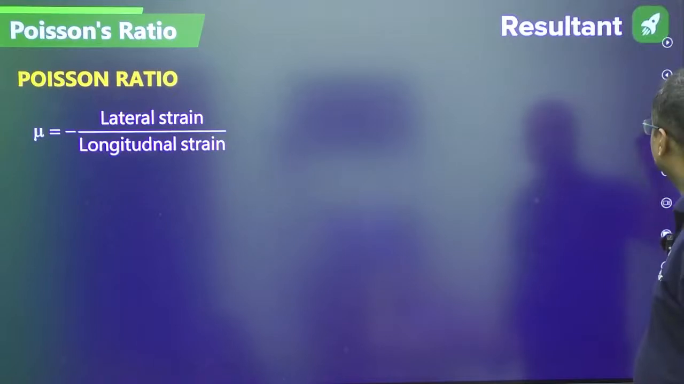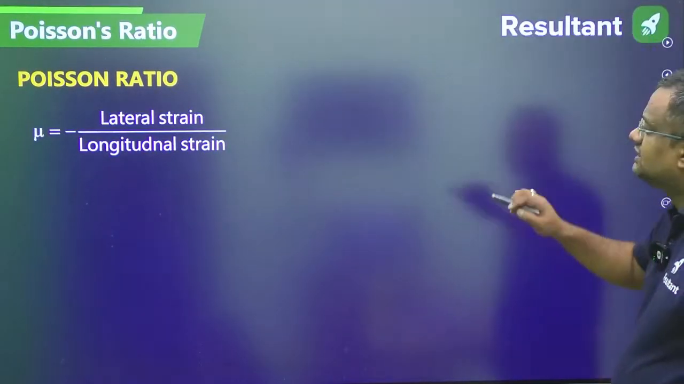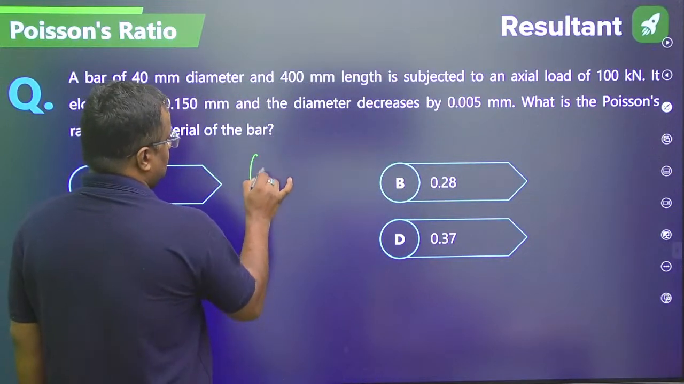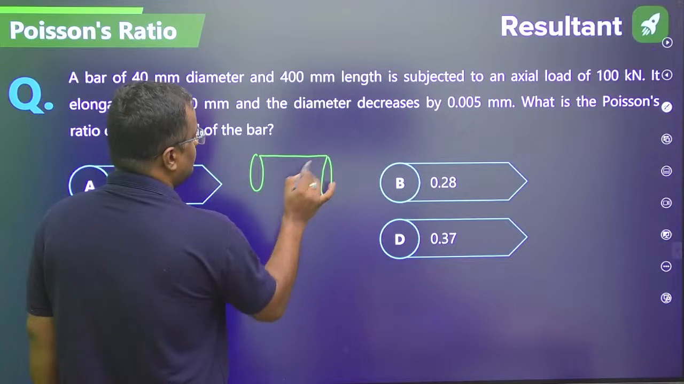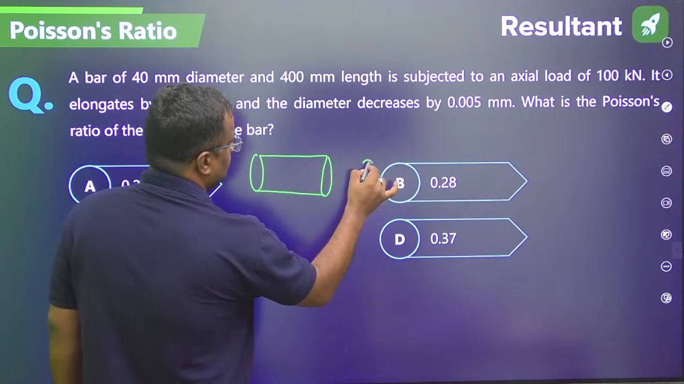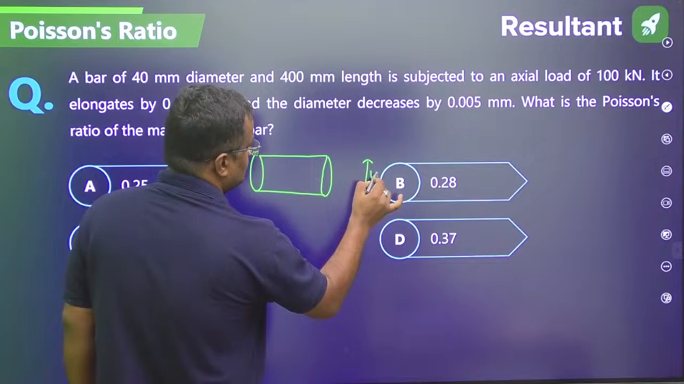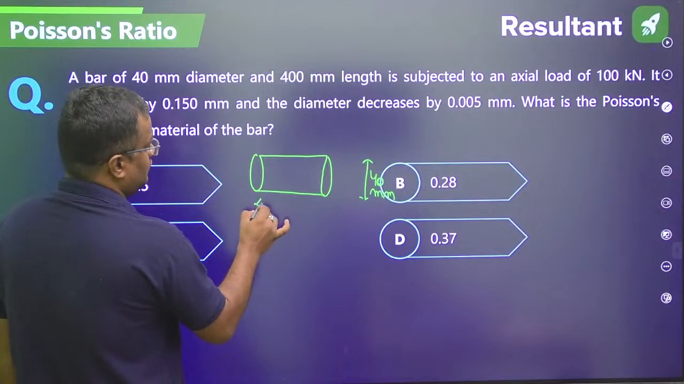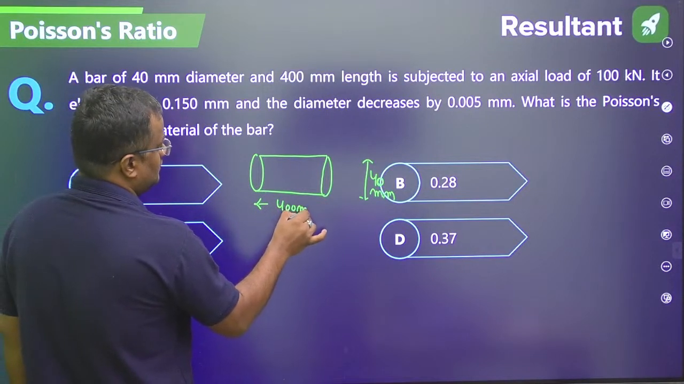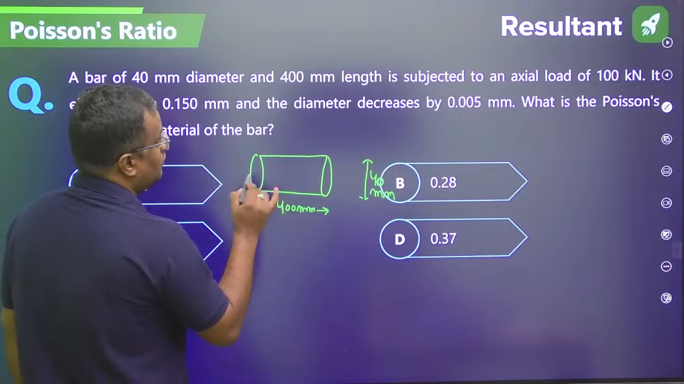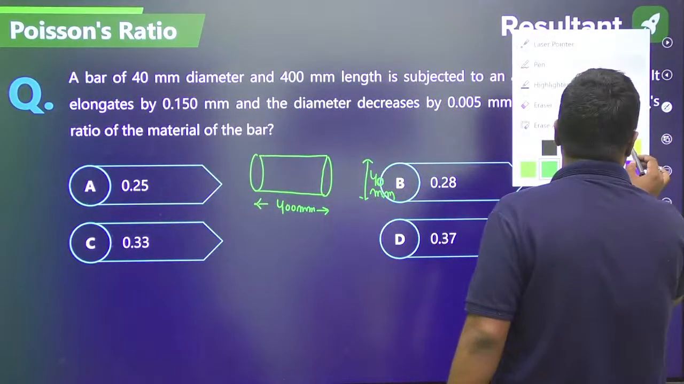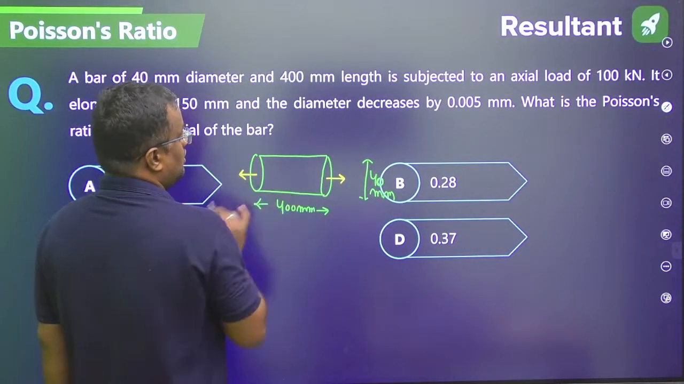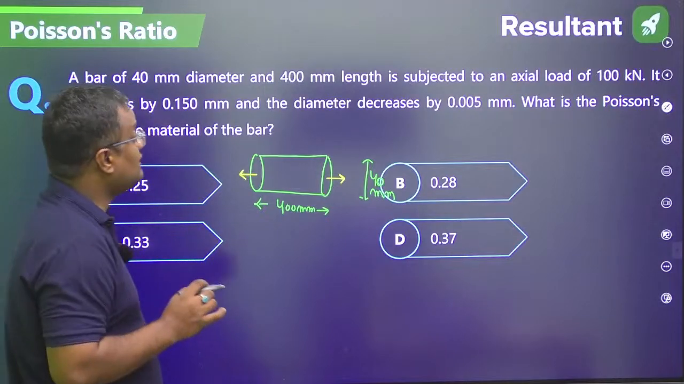But before going into 3D and everything, let us do a simple numerical. A bar of 40 mm diameter and 400 mm length. This is a bar. The diameter is 40 mm and length is 400 mm. Tell me the answers quick, guys. It is subjected to an axial load of 100 kilonewton. It elongates by 0.150 mm.